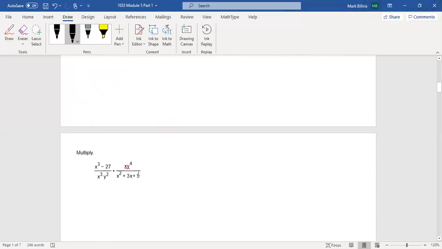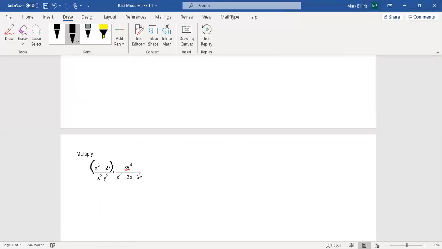Let's look at another multiplication problem. Here I have x cubed minus 27. I have a plus or minus separating, so I'm putting that in parentheses, over x cubed y squared. There's no plus or minus, so I can reduce those individually, times x y to the fourth. So that's x to the first, y to the fourth, and again, those I can reduce separately, over x squared plus 3x plus 9, so that goes in parentheses.